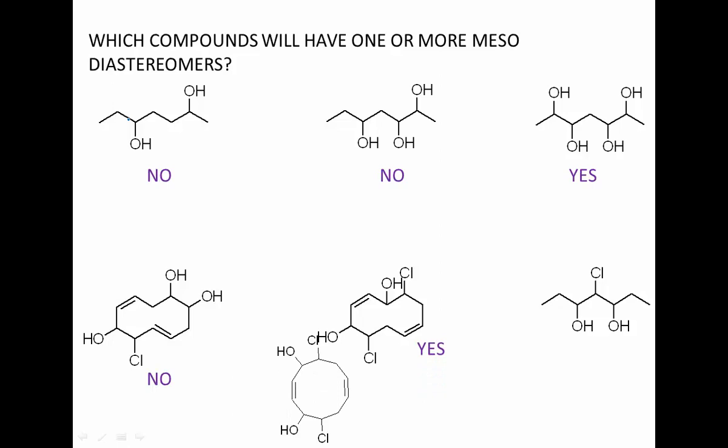But here it is drawn as a decagon, I guess. And here you can see that there is a plane of symmetry that goes right there. And this is, in fact, a molecule that can exist, or one of its diastereomers can be a meso compound. What about this one? Well, this one also could have a meso compound.